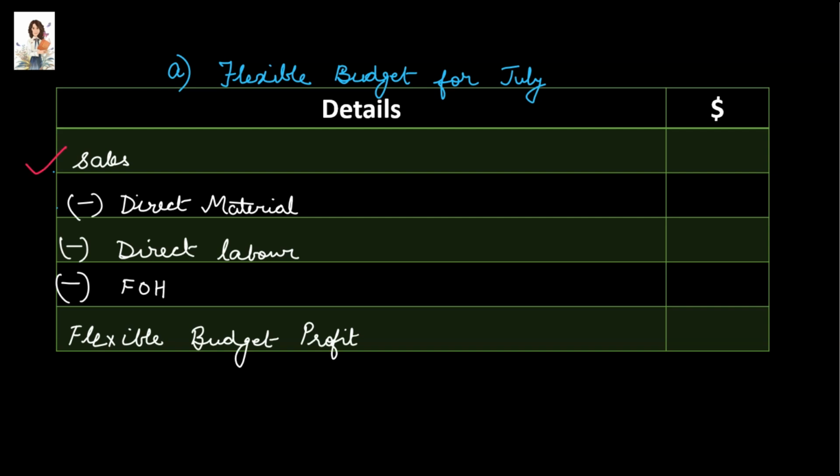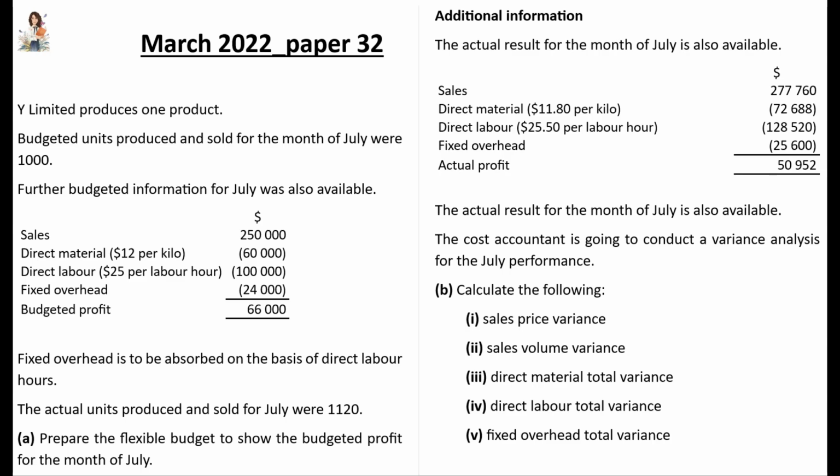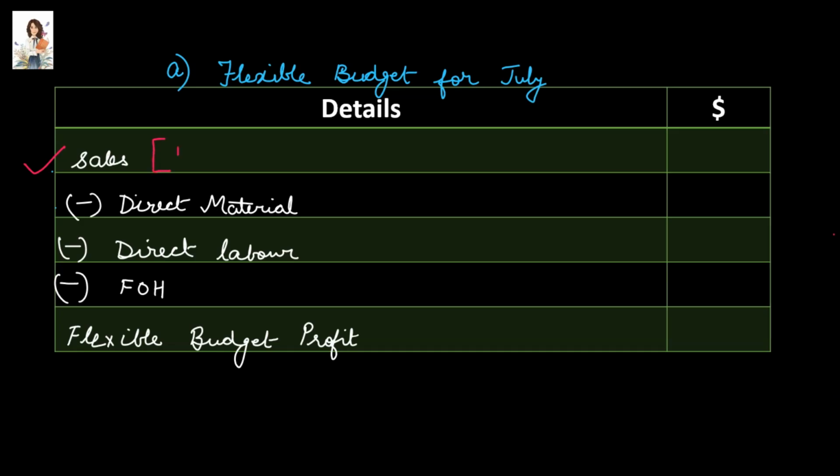Now, flexible budget sales is actual quantity of sales multiplied by the budgeted selling price per unit. Actual sales we have already seen were 1120 units. So, in the brackets, we'll write 1120 units multiplied by the budgeted selling price per unit. Now, we don't know the budgeted selling price per unit, so let's prepare a working note for that.